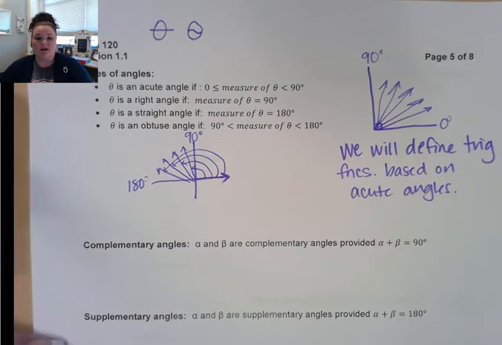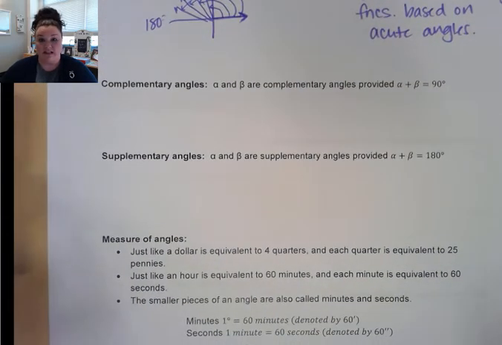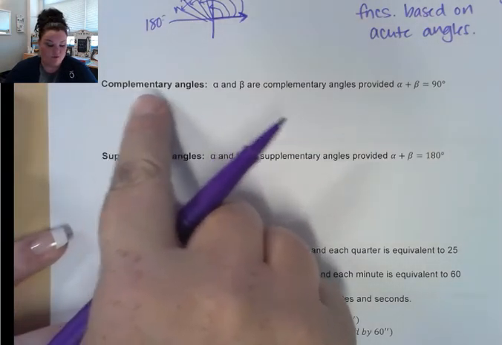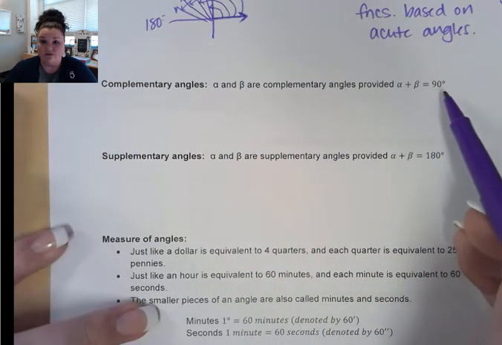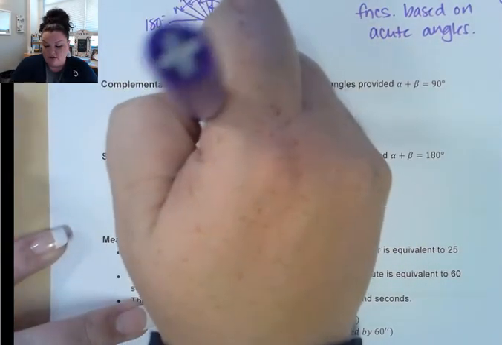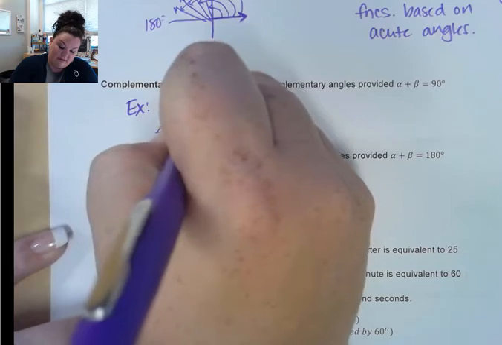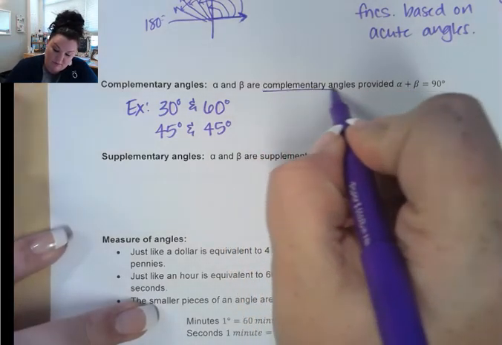All right, so those are our types of angles. Then we also categorize angles by how they are related. So there's two types of angle relationships that we're going to rely heavily on in this course. And the first one is complementary angles. Anytime you hear the word complementary angles, it means that those two angles add up to 90 degrees. So for example, this would be something like a 30-degree angle and a 60-degree angle. Or maybe you have two 45-degree angles. Those angles add up to 90 degrees, and this is what we call complementary angles.